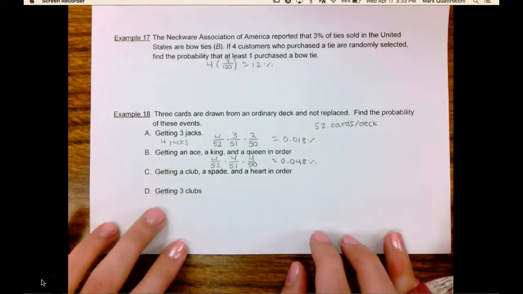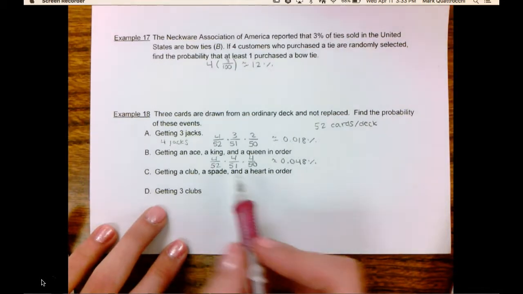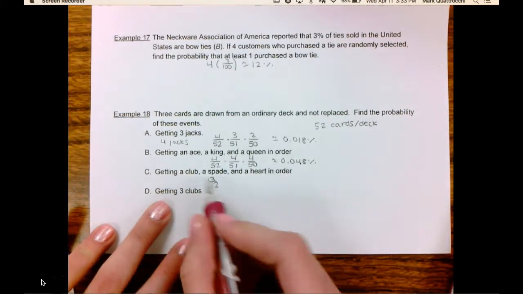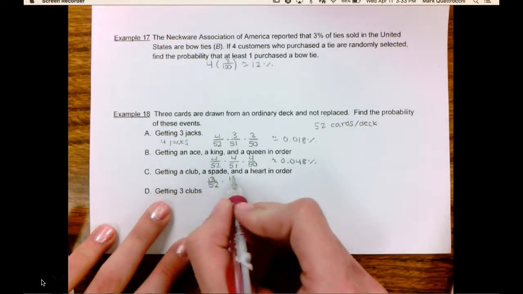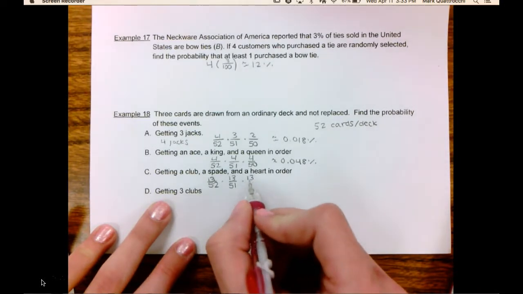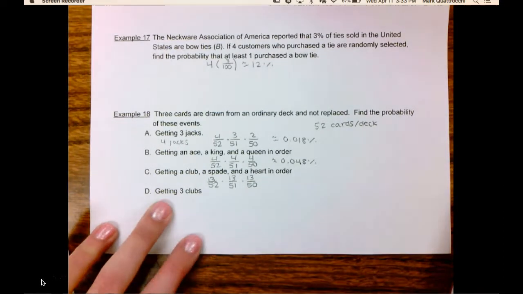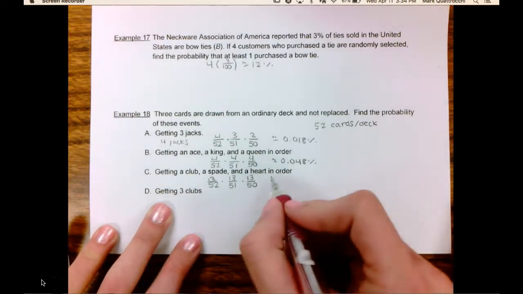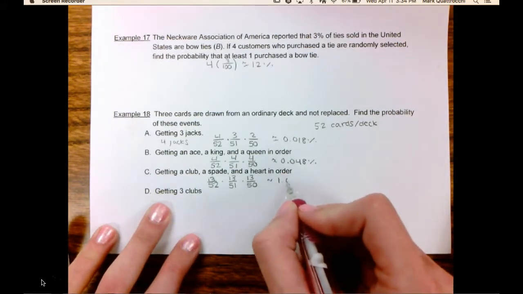Similarly, getting a club, a spade, and a heart in order, there are 13 cards of each suit, so 13 out of 52 is the probability of picking a club, then 13 out of 51 because you remove 1 card from the deck, then 13 out of 50 because you remove 2 cards by that point. So that has a percentage of 1.66%.